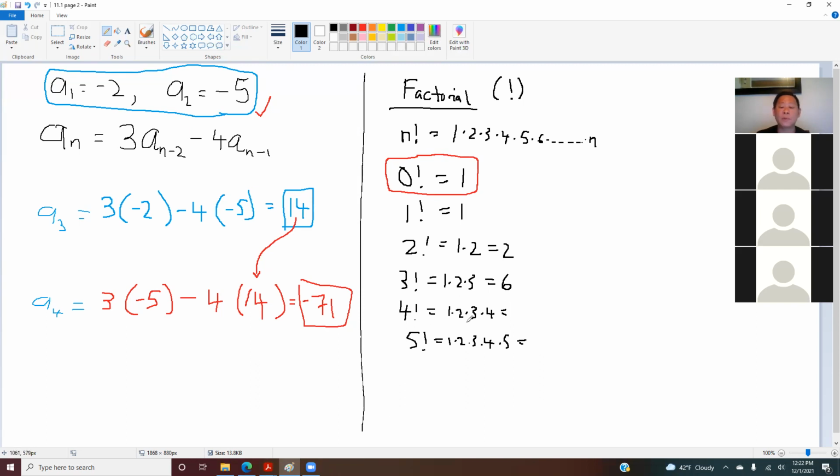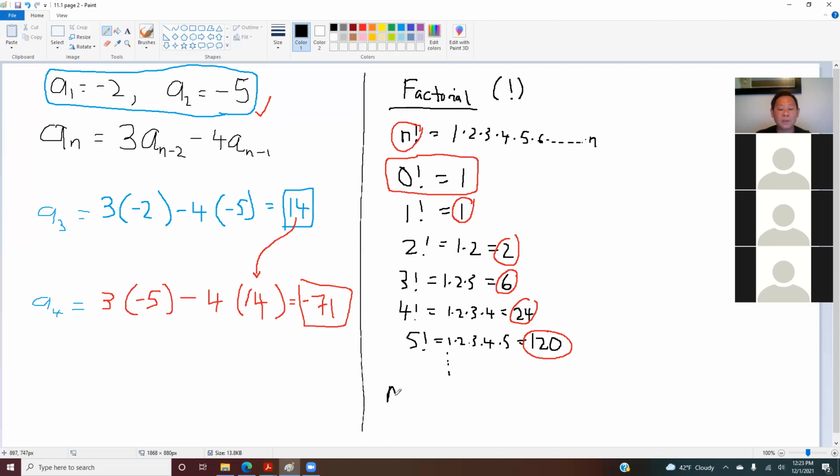4 factorial is 1 times 2 times 3 times 4. This will give me 24. 5 factorial is 1, 2, 3, 4, 5. Multiply them, and this will give me 120. So these are numbers that are very important for factorials. If you see this kind of numbers, 1, 2, 6, 24, and 120, that belongs to the factorial case. And yes, we can continue doing 6, 7, 8, 9, 10.